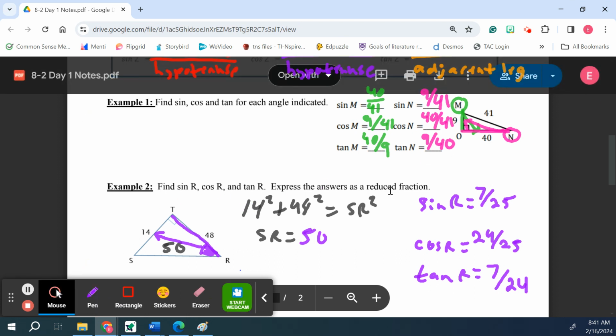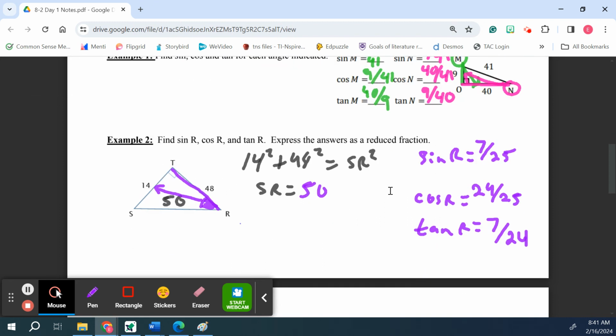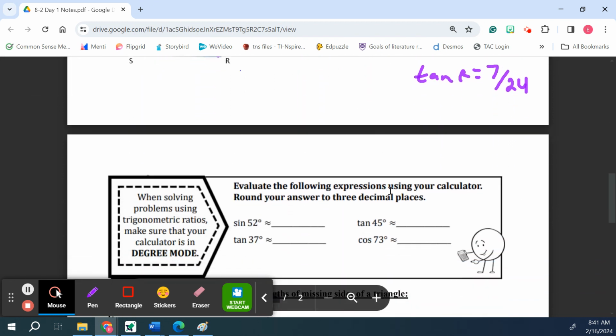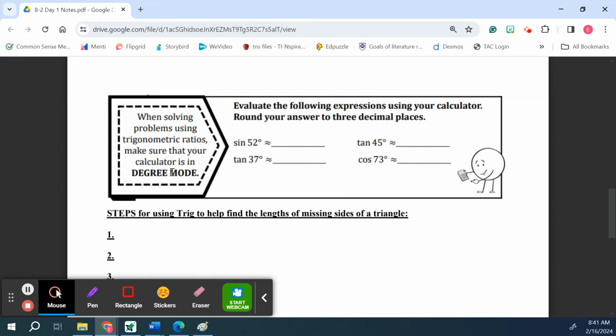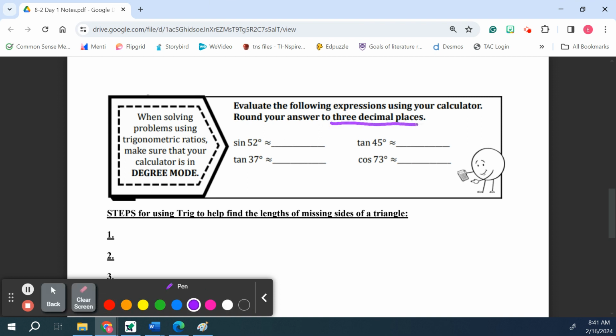Okay, again, take out those calculators. This is all calculator based right now. Looking at this next one, it says, when solving problems using trigonometric ratios, make sure that your calculator is in degree mode. We already did that, so you should be good. All you need to do here is evaluate these, and it says round, in this case, to 3 decimal places. Directions are going to be super important now. If you don't read the directions and you round incorrectly, you are going to get the problem completely wrong. If it says 3, if it says 2, hundredths, thousandths, tenths, you have to be careful.